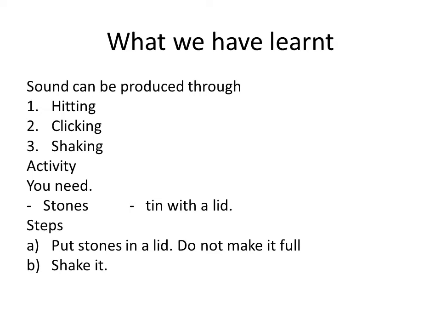Now, sound can be produced through, one, hitting. That is what we have just learned. When you take a stick and hit a drum, it produces a sound. Number two, clicking, there is a sound that is produced. Number three, shaking. Shaking instruments, when you take some stones and put in a tin, then you shake, there is a sound that is produced.